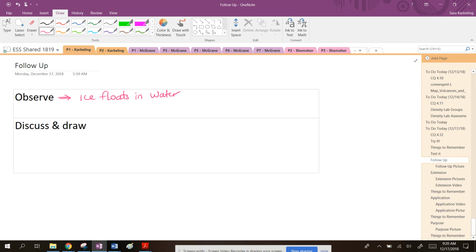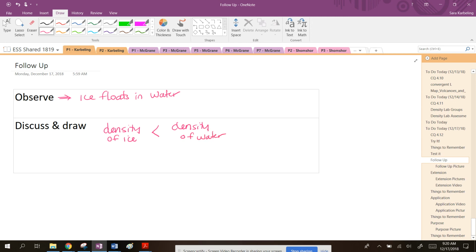Now, we said this before, but we haven't written it down yet. What does that mean about the ice? The density of the ice as compared to the density of water? It's less dense, yes. So the density of ice is less than the density of water.